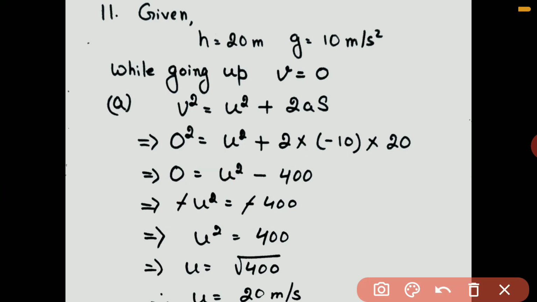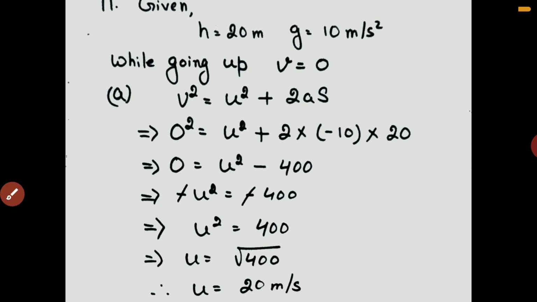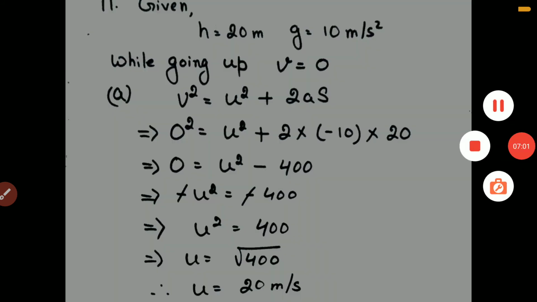Now I can write u square equals 400. So u will be equal to under root 400. I hope you understood how. The square root of 400 is 20. Hence the value of u, the initial velocity, is 20 meter per second. I hope you understood number A while the motion is going up. Now we can go to the next part, which is number 11b.